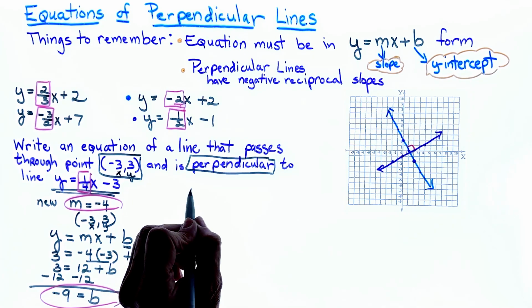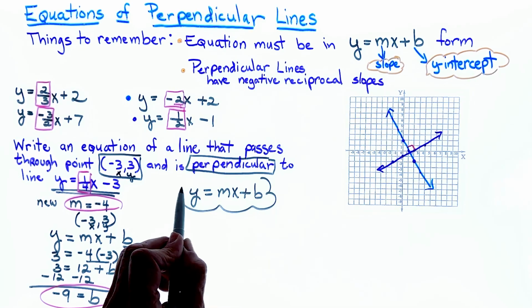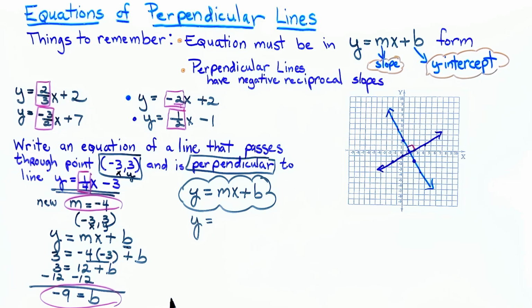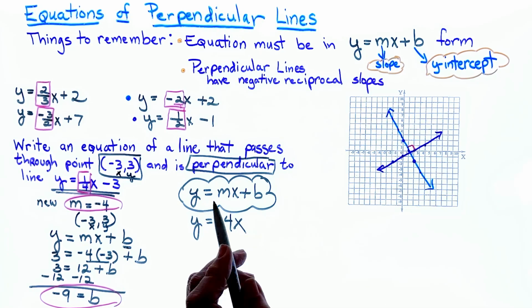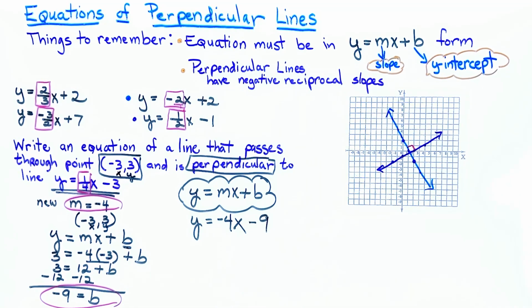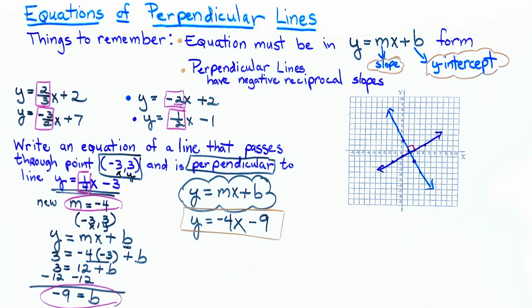So I'm writing y equals mx plus b. You always write the letter y. Our new slope is negative 4. You always write the letter x. And our b is negative 9. So even though there's a plus sign there, since it's negative, I'm going to write minus 9. So the answer to this problem, as far as what equation of a line would be perpendicular to the one they gave us, this is our answer.